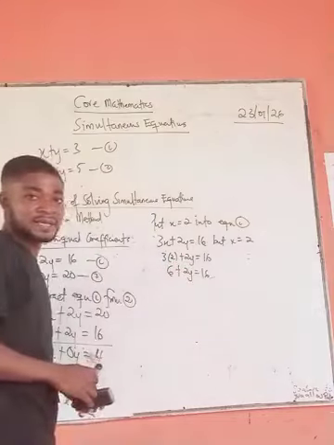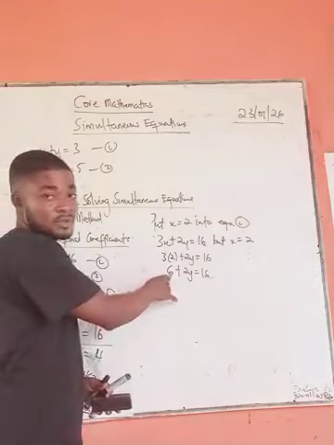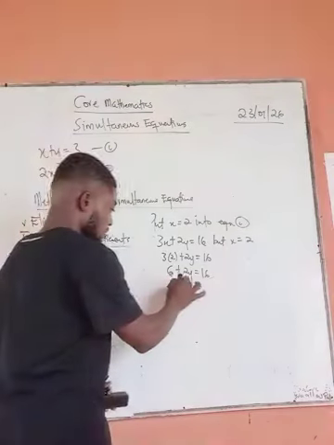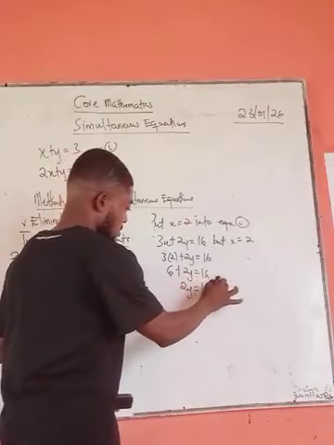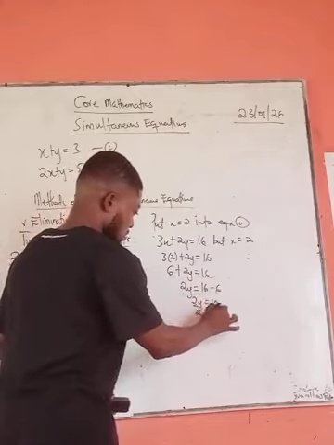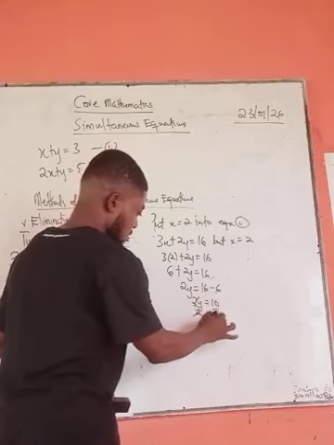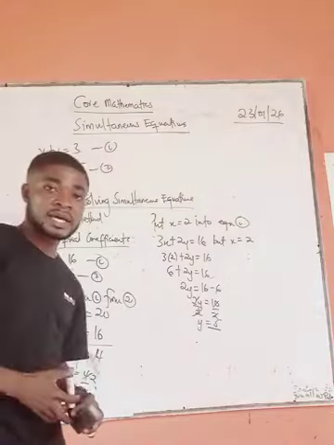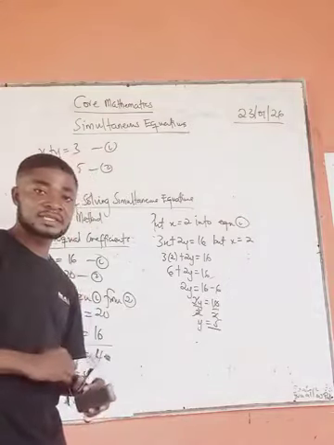I have to group like this. Anything without a variable should go to the other side, and the variable should be on one side as well. So I have x is equal to 2 and then y is equal to 5 in this case.